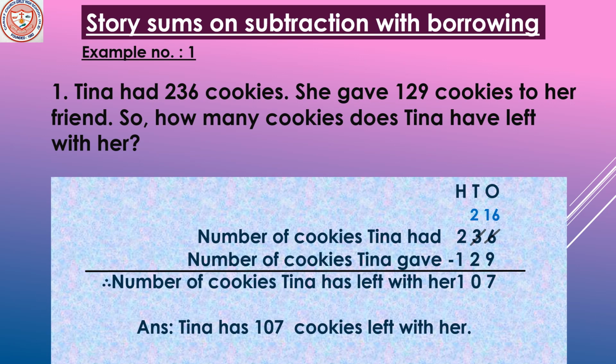Step number 3. Finally, subtract the hundreds. Okay. In the hundreds column, there are 2 hundreds and 1 hundred. So, subtract 100 from 200. It means 200 minus 100 is equal to 100. So, write 1 in the hundreds column. And we got the answer 107.